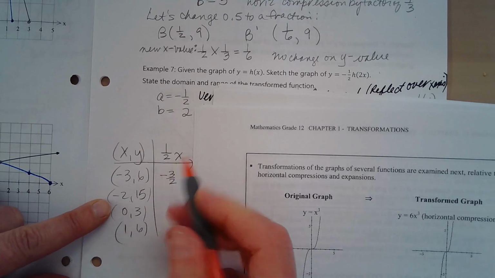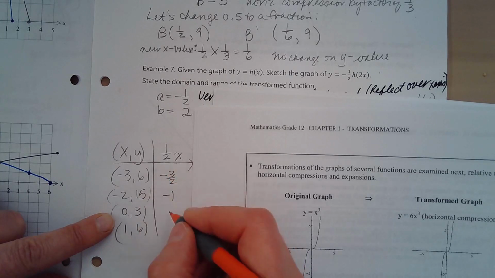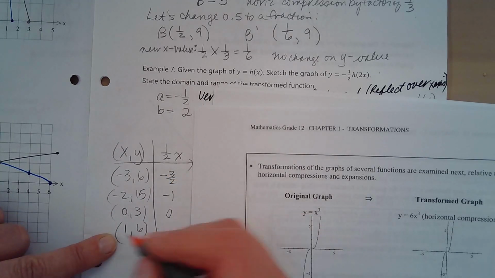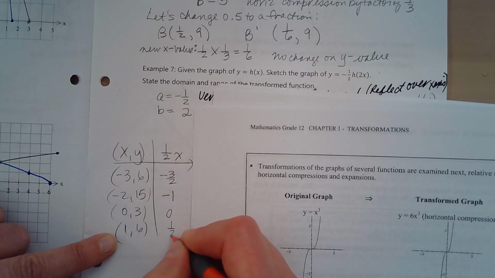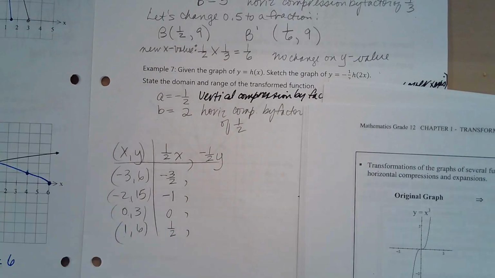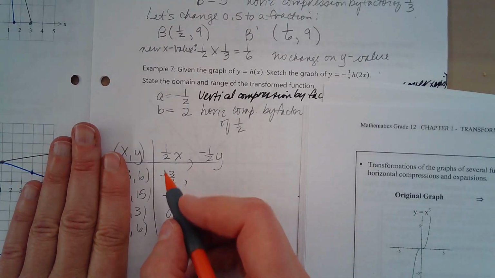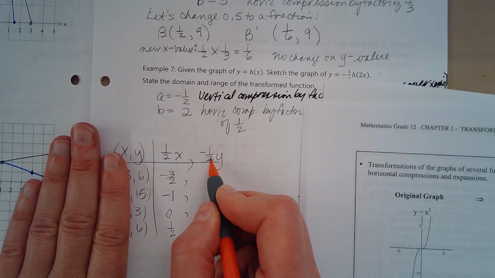Negative 2 times a half, negative 1. 0 times anything is 0. 1 times a half is a half. I like doing all my x's first, like I say, because you kind of get in the groove. Now I'm just going to work on my y values. 6 times negative a half is what?